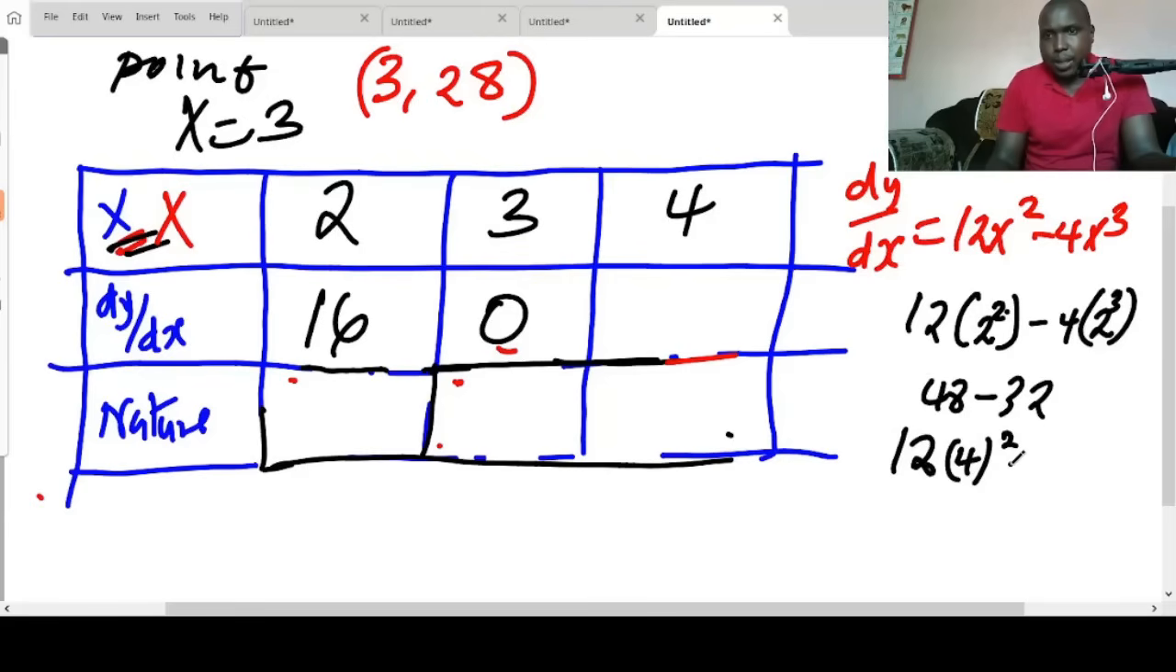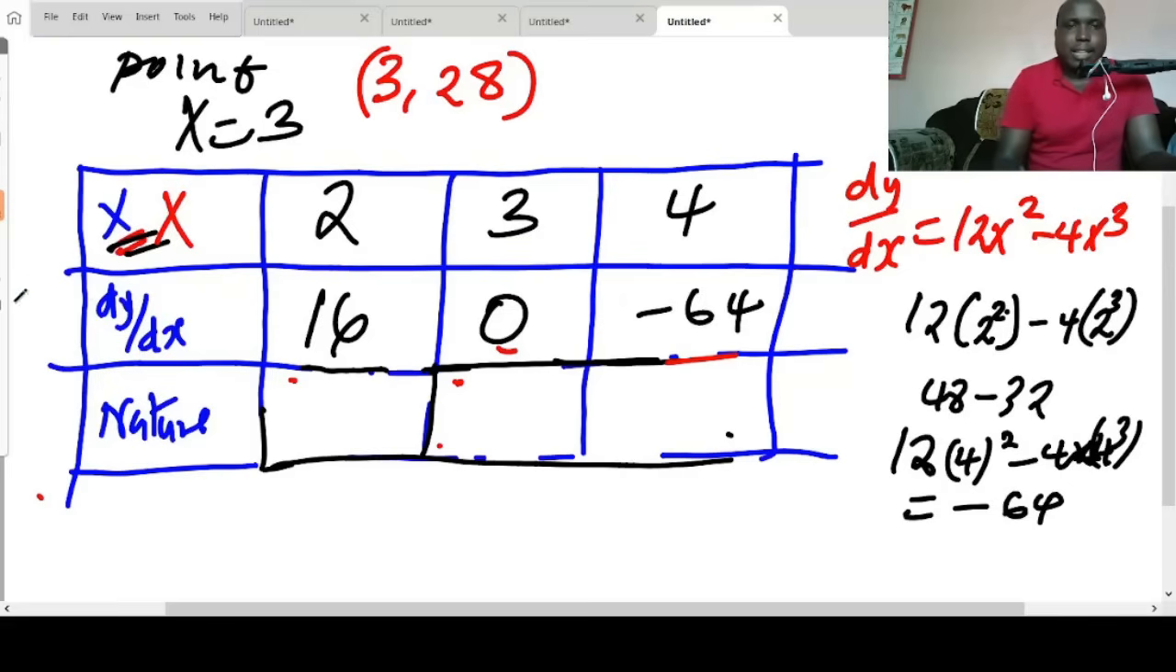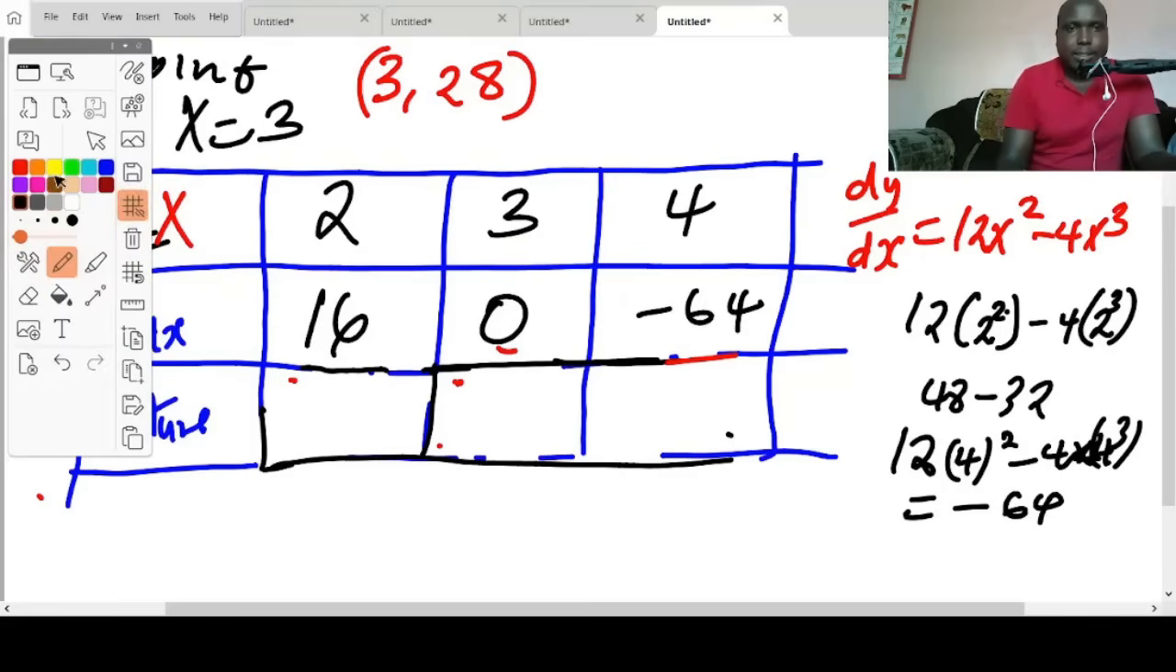4 square minus 4 times 4 raised to power 3. So this one is going to give us, you press your calculator, it will give us -64. So this is -64. Now let us draw the nature.